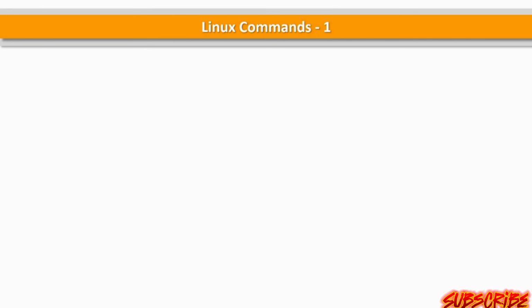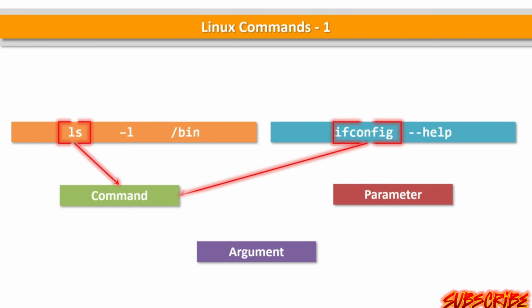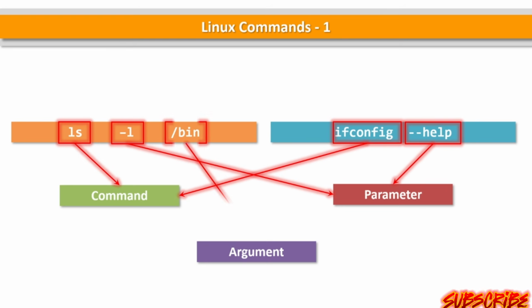All right, so in this lecture, we're going to look at the components of Linux commands. So these are examples of Linux commands. ls and ifconfig are command names. We're going to practice them in the next lecture, and you'll see how they work. But for now, let's examine the structure of the command components.